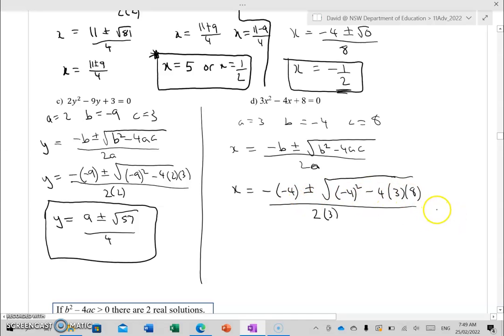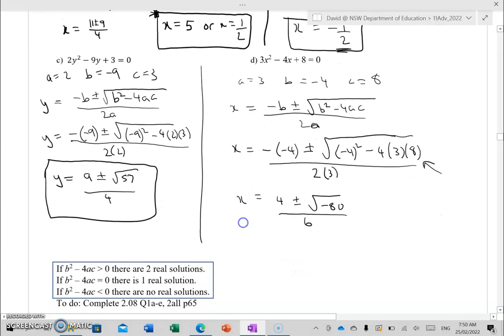So grab your calculator, try and put in this root, and what you'll get is -80. So we get 4 plus minus root -80 on 2 times 3, which is 6. And remember that if you get a square root with a negative underneath, there are no real solutions. So we write no real solutions.